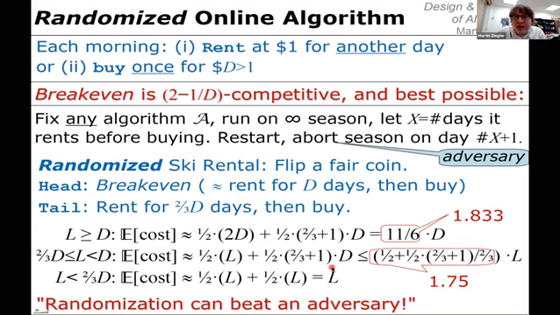And I encourage you to make this more rigorous by making a more careful analysis that takes into account this -1. For now, it suffices that asymptotically, as d tends to infinity, as d becomes large, this -1 doesn't really matter. So for sufficiently large d, the competitive ratio is 1.833 and 1.75. Maybe the numbers are a little bit different when taking into account this -1, the fact that the break-even algorithm makes a purchase not after d days, but after d-1 days.